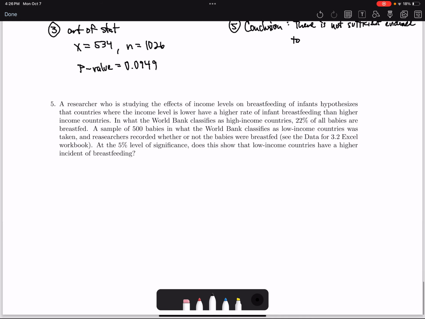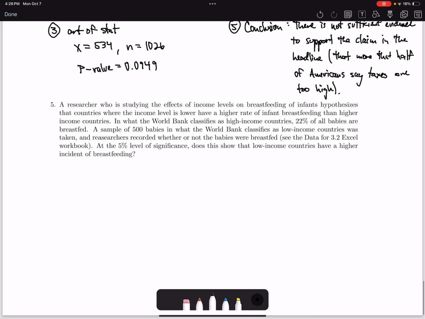Okay, one more. You should definitely pause the video, work this one out. It says a researcher who is studying the effects of income levels on breastfeeding of infants hypothesizes that countries where the income level is lower have a higher rate of infant breastfeeding than higher income countries. In what the World Bank classifies as high income countries, 22% of all babies are breastfed. A sample of 500 babies in what the World Bank classifies as low income countries was taken, and researchers recorded whether or not the babies were breastfed.